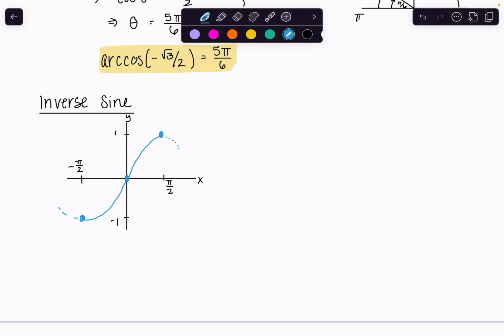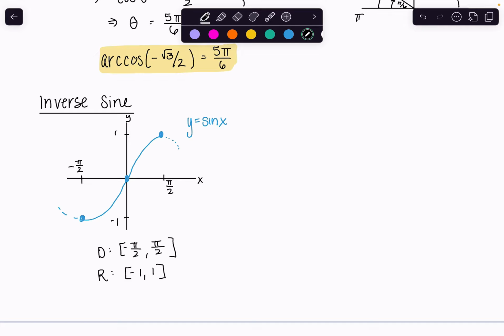And so that gives me a piece of the sine function that's fully connected and hits all of the values between negative 1 and 1. So for this, we make the domain restriction from negative pi over 2 to positive pi over 2. And that gives us the full range from negative 1 to 1.